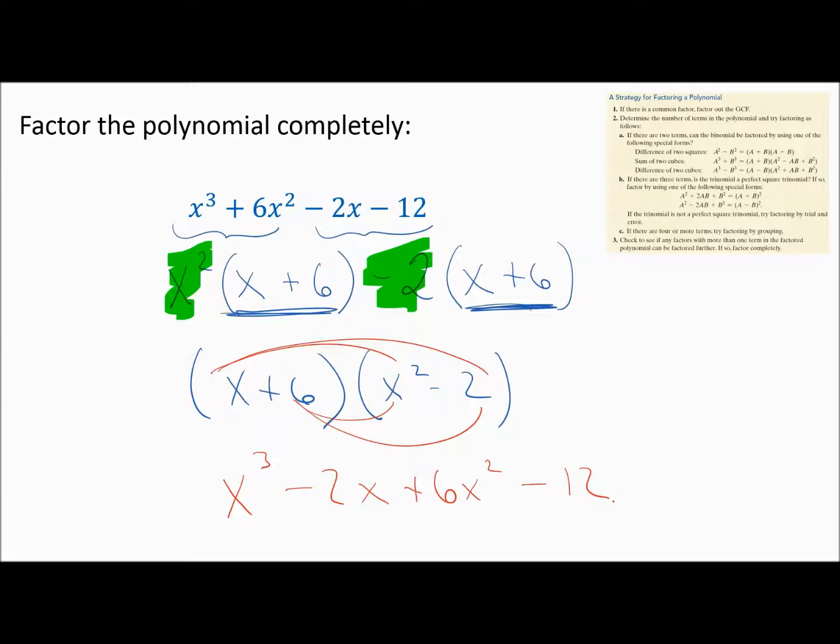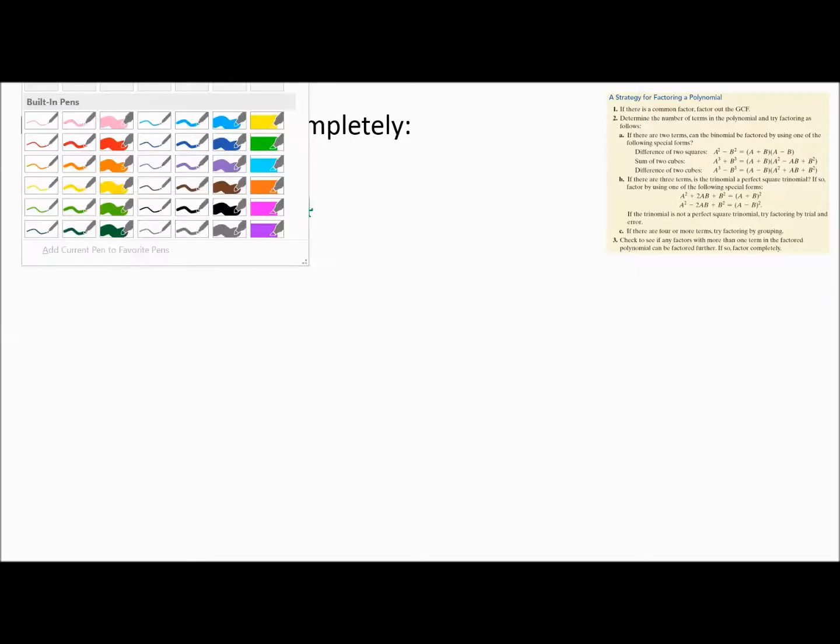Now let's go check for all those terms. I have an x to the third first, a negative 2x is third on my list above, 6x squared is second on my list, and negative 12. So it checks out just fine. It's worth taking the extra bit of time to check it, especially when you're first learning to factor. Once you perfect your skills, you could probably check it in your head. So let's move on.